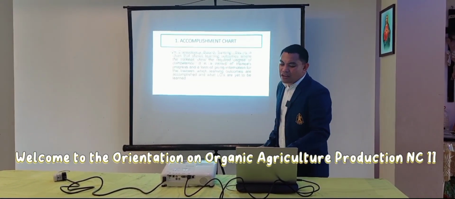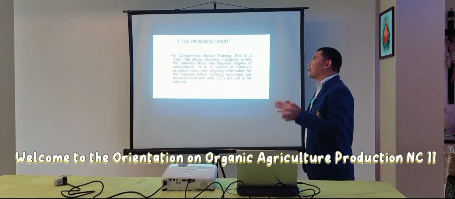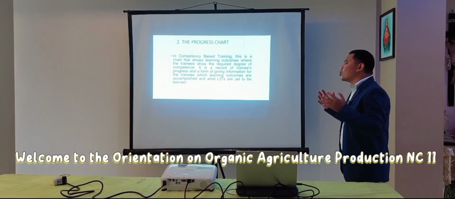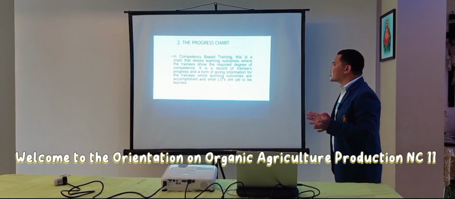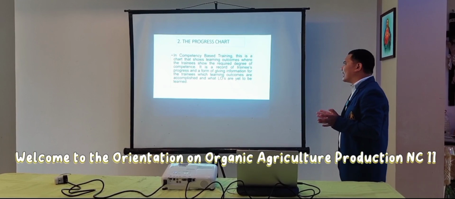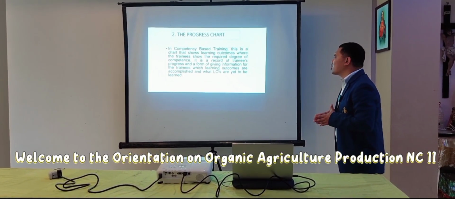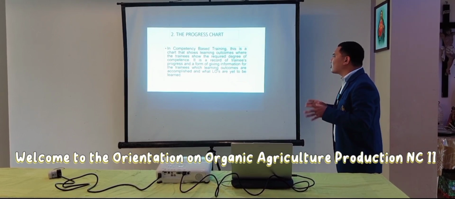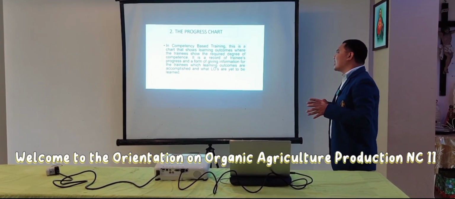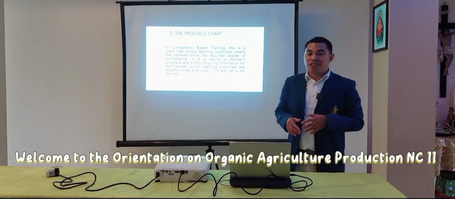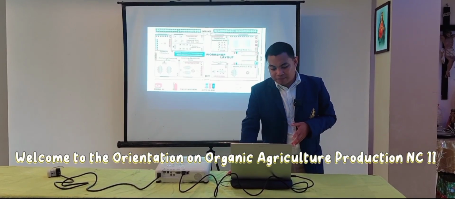Now, moving on, we have here the progress chart. This is a chart that shows learning outcomes where the trainees show the required degree of competence. It is somewhat a record of trainees' progress and a form of giving information to the trainees on which learning outcomes are accomplished or yet to be learned. So that is the progress chart.